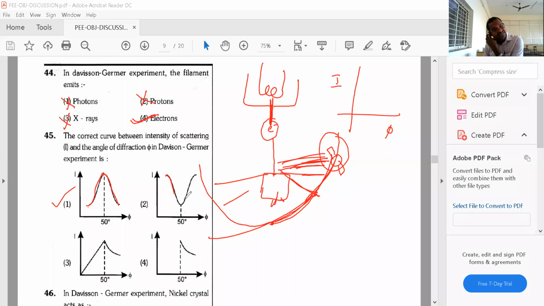No, first it will increase. So this is wrong. This is also wrong. This is also wrong. Option 1 is the right answer. Remember this type of graphs. Graphs are important for competitive exams. 45, option 1 is the right answer.